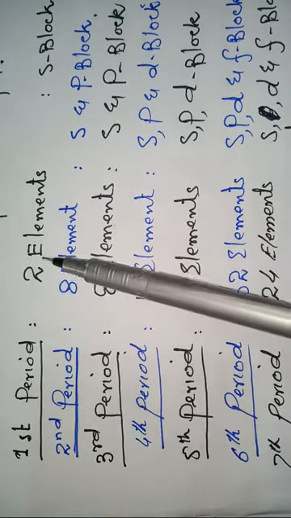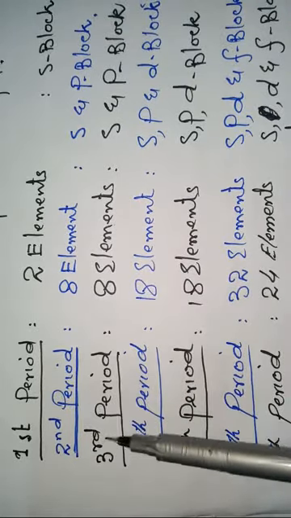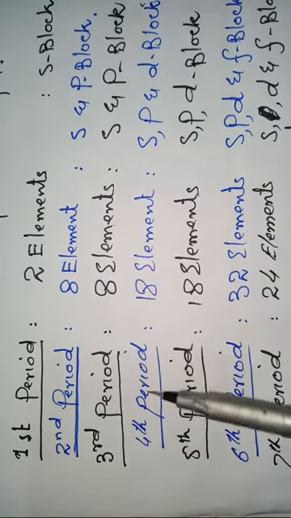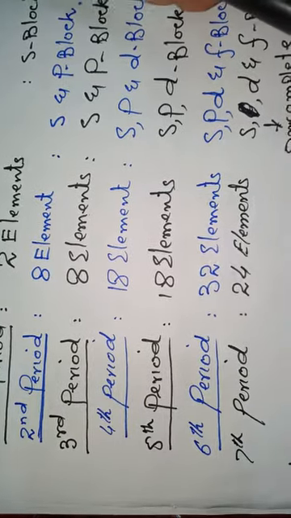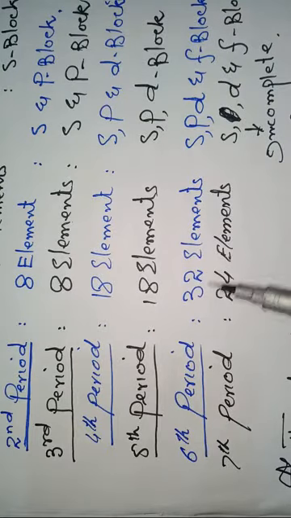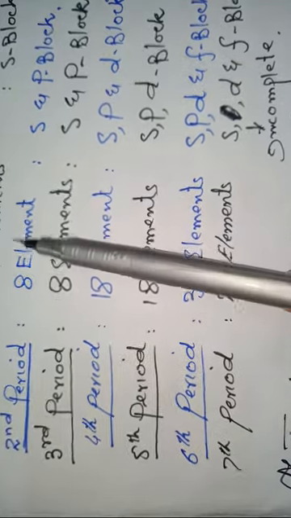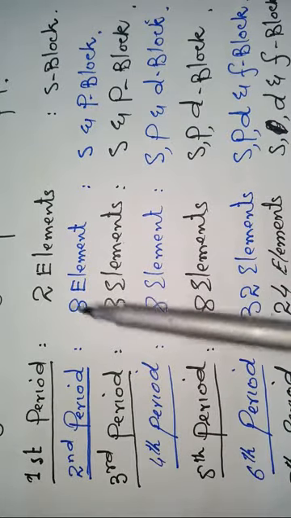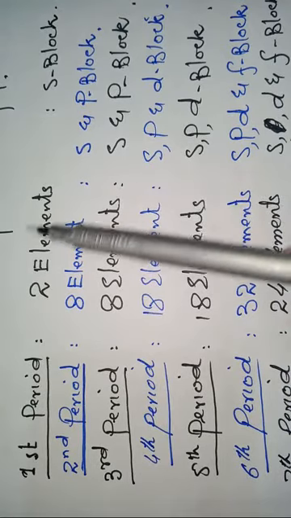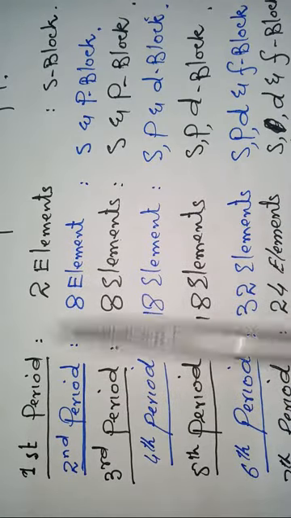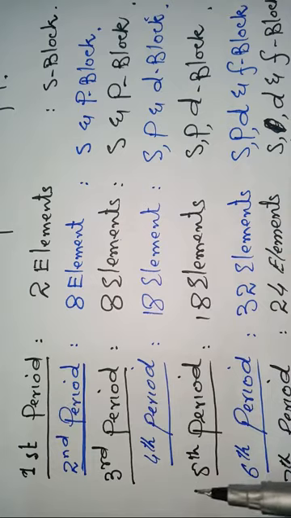Now this is the brief summary of elements in each period. The first period consists of 2 elements, the second and third periods consist of 8 elements, the fourth and fifth periods consist of 18 elements, the sixth period consists of 32 elements, which is considered to be the longest period in the periodic table. The seventh period, which is incomplete, consists of 24 elements. So 2, 8, 8, 18, 18, 32 and 24, these are all the elements which are distributed in periods in the periodic table.